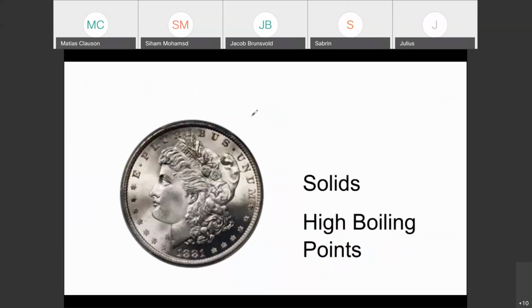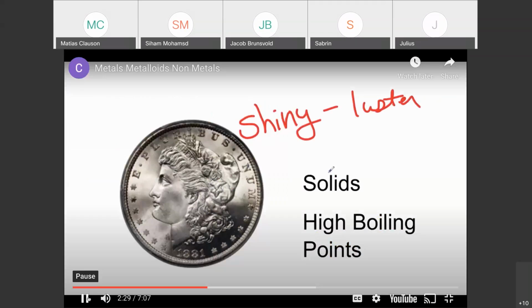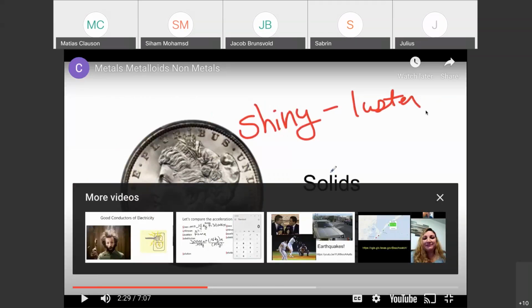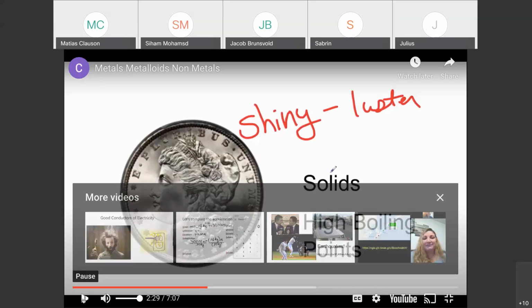Metals are also shiny, right? And we might say luster as another way to describe shiny. So that's a word that will come up, luster. So if you see, when you're looking at the properties of something, that it's luster or lustrous, that means that it's shiny. And metals are lustrous.